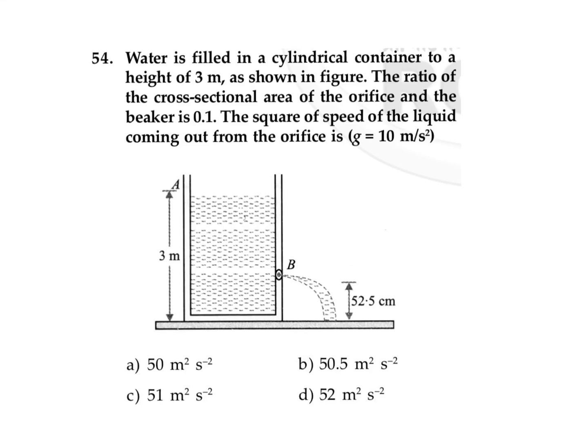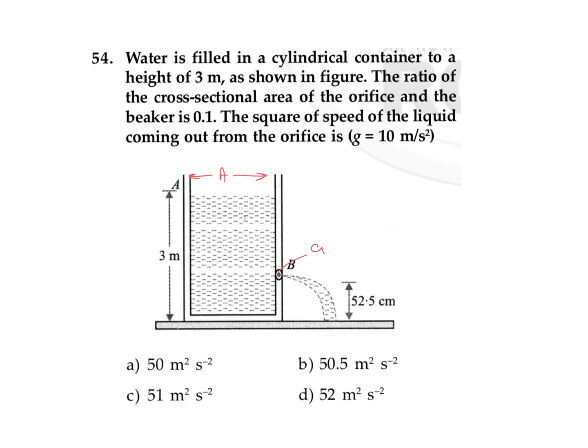In this question it is given that water is filled in a cylindrical container to a height of 3 meters, as shown in the figure. The ratio of the cross-section area of the orifice, which means nothing but a small opening, and the beaker is 0.1. So take the area of cross section of this container as capital A, and the area of cross section of this small orifice as small letter a.